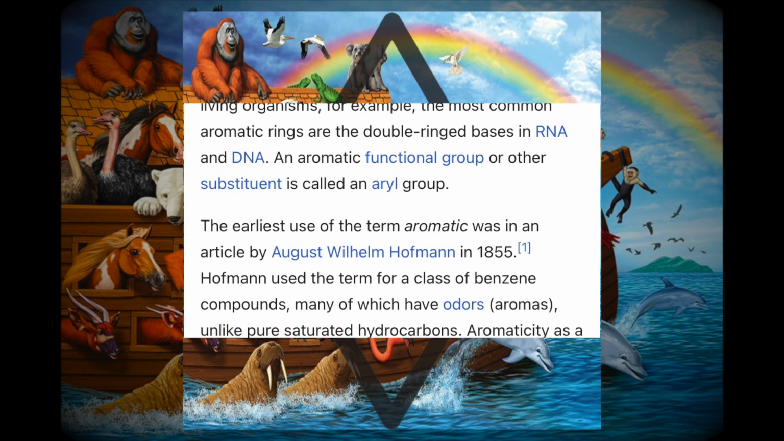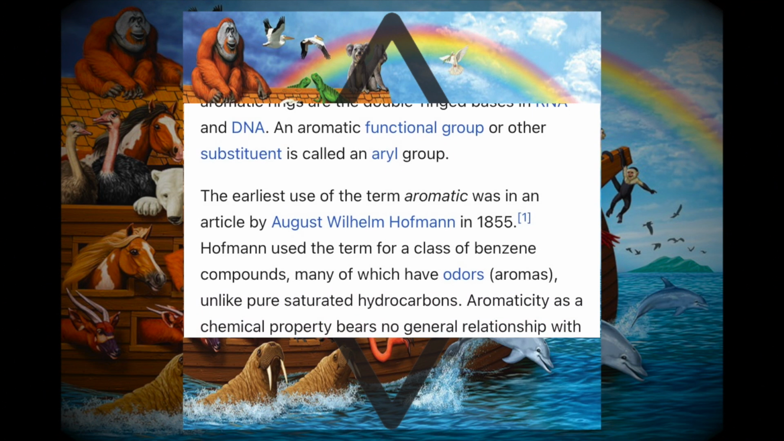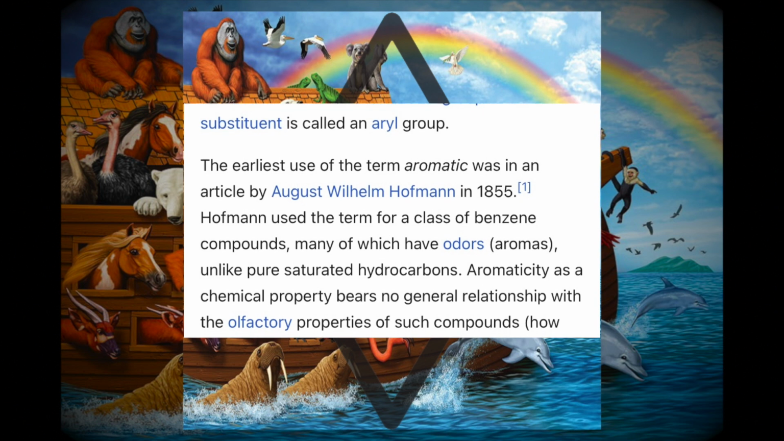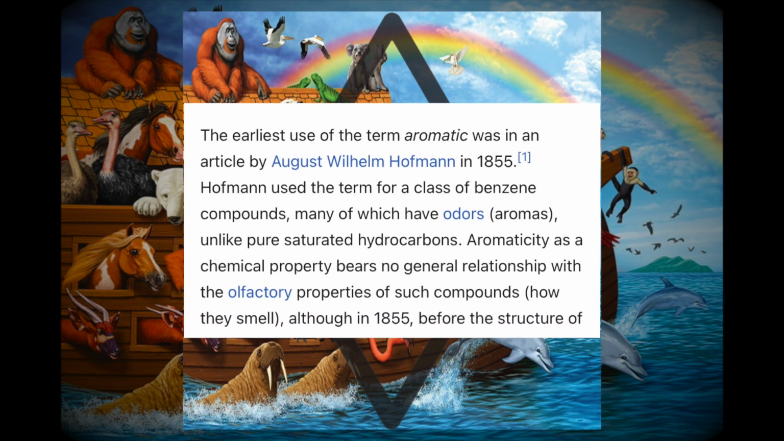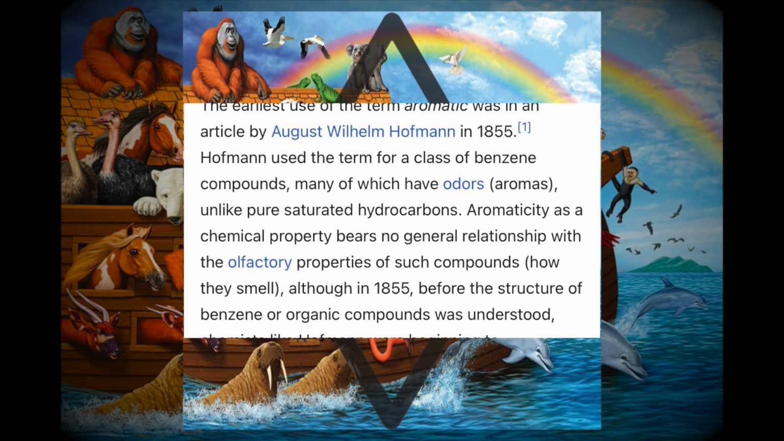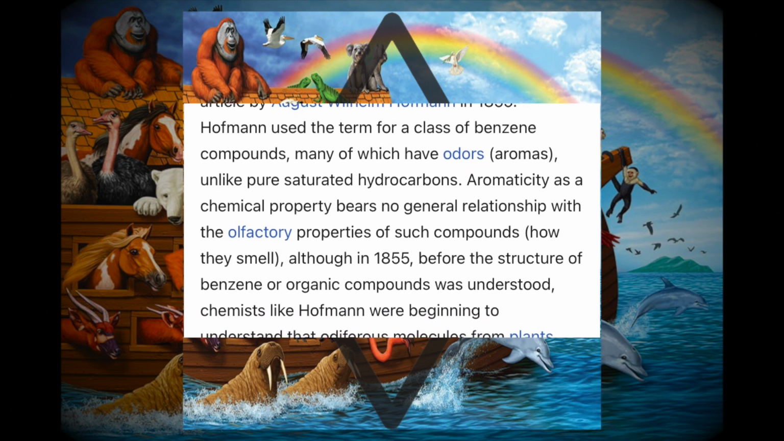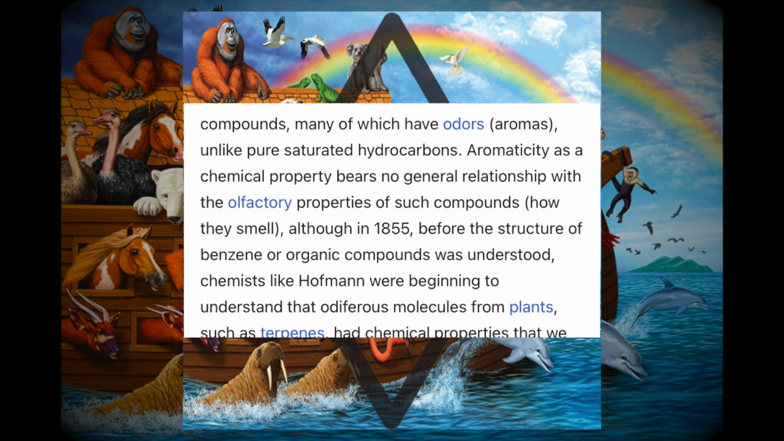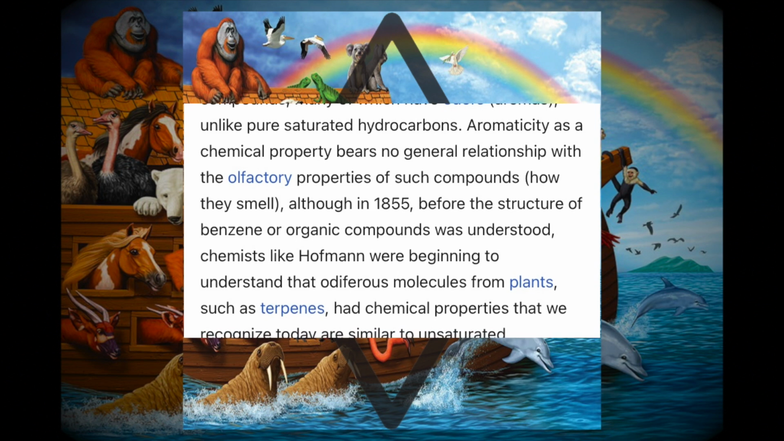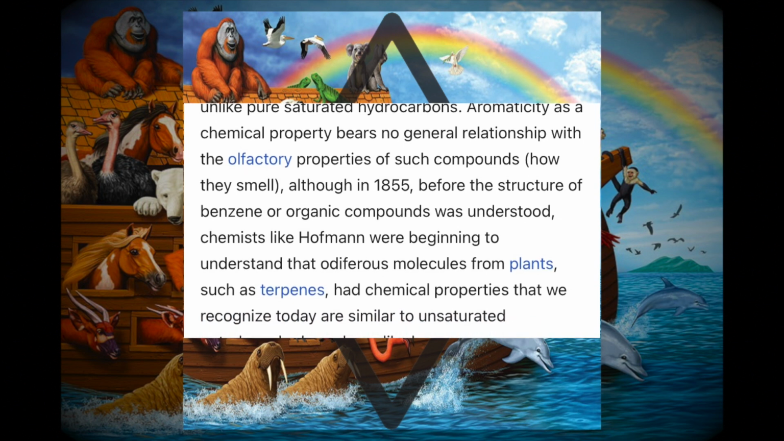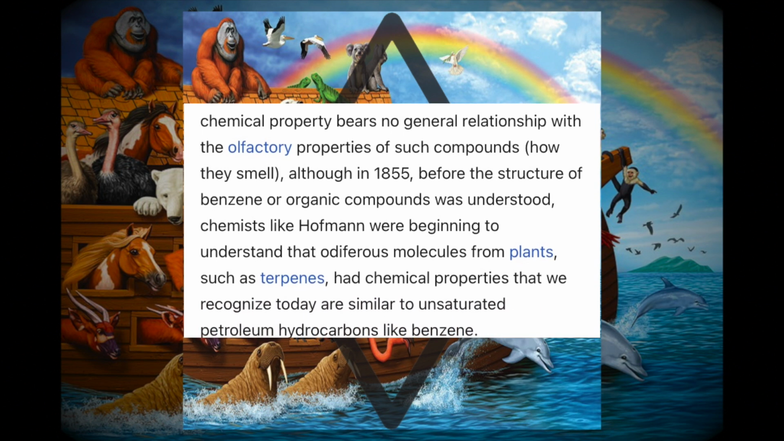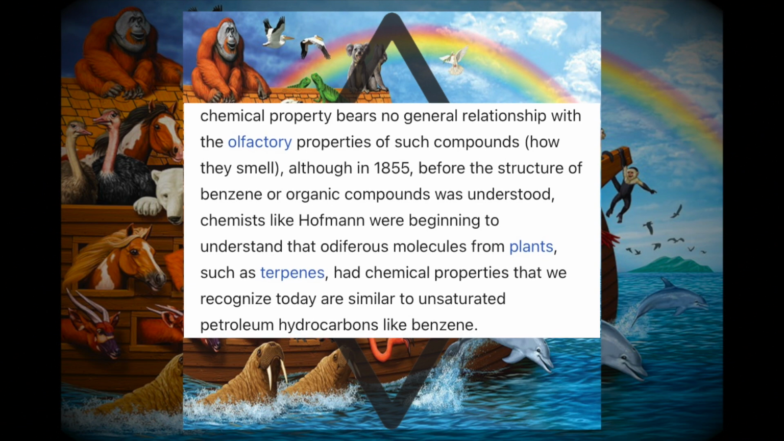The earliest use of the term aromatic was in an article by August Wilhelm Hoffmann in 1855. Hoffmann used the term for a class of benzene compounds, many of which have odors, aromas. Unlike pure saturated hydrocarbons, aromaticity as a chemical property bears no general relationship with the olfactory properties of such compounds, how they smell. Although in 1855, before the structure of benzene or organic compounds was understood, chemists like Hoffmann were beginning to understand that odoriferous molecules from plants, such as terpenes, had chemical properties that we recognize today are similar to unsaturated petroleum hydrocarbons like benzene.